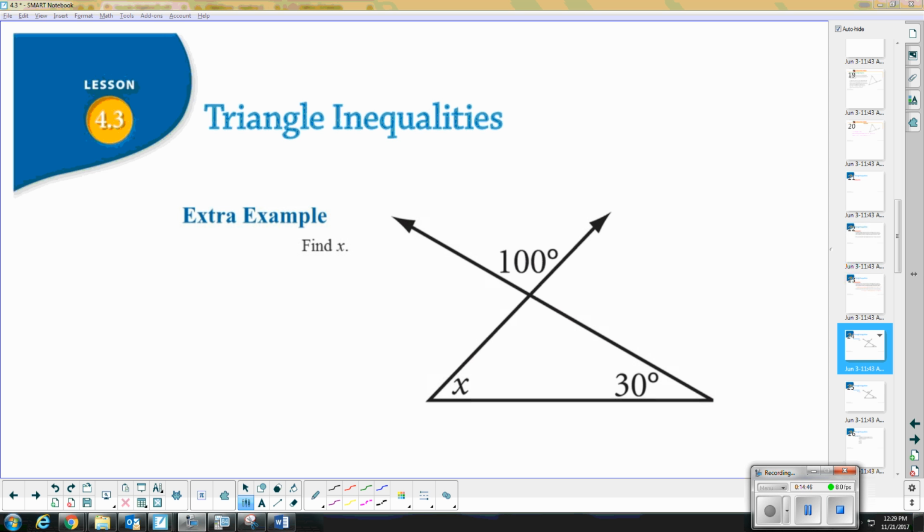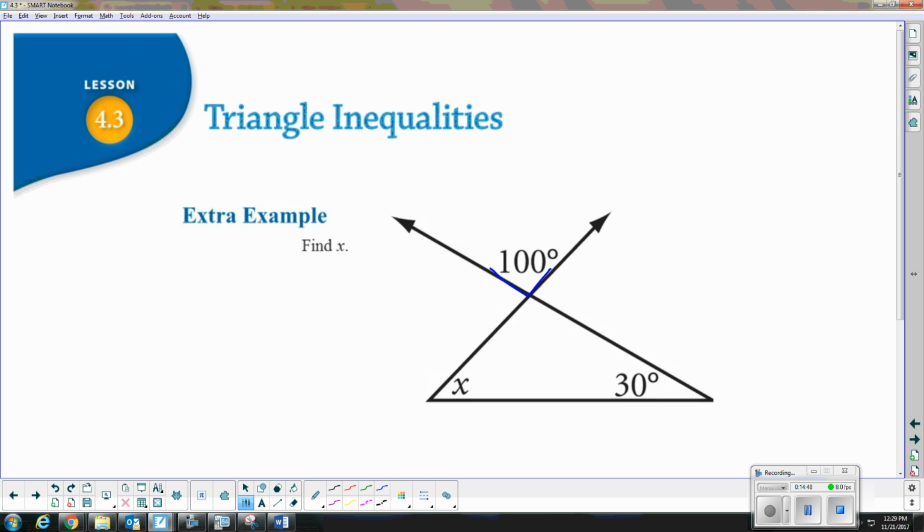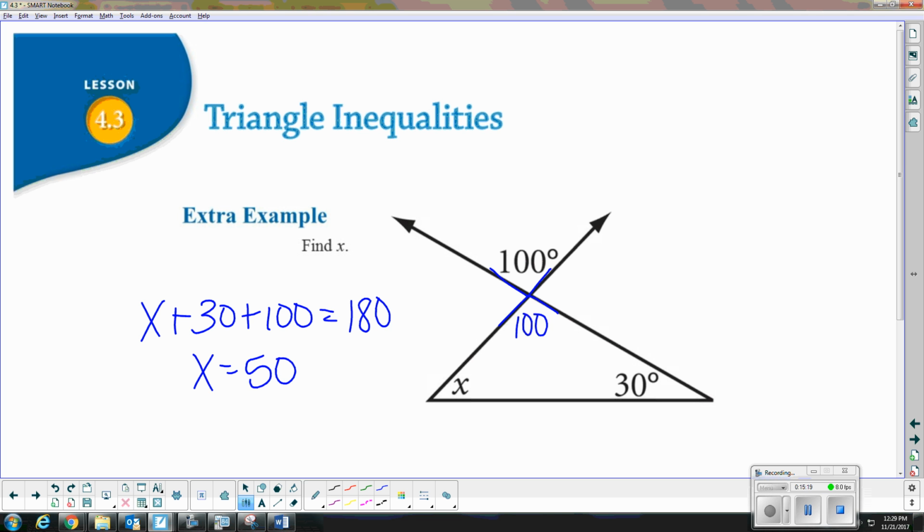So here, if this angle is 100 degrees, what do we know about this angle? It's a vertical angle, so it also has to be 100 degrees. And we can take the sum of all of our angles and use the triangle sum conjecture. And if we do that, we get x equals 50. So that's one way we could do it.